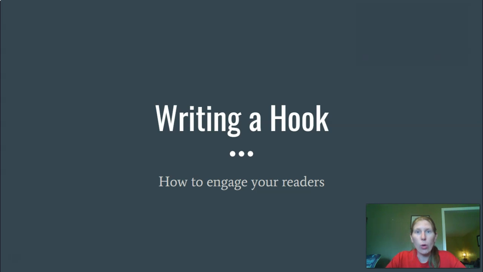Today, we're going to work on two things, but the one thing I'm really going to focus on is writing a hook. A hook is a way to engage your readers, to catch them. We're going to be talking about the different ways to write a hook, and we have talked about this in class, but we're going to be talking about it in a nonfiction way. And then you are going to be writing your own hook today, as well as an introductory paragraph for the paper that you will be writing.